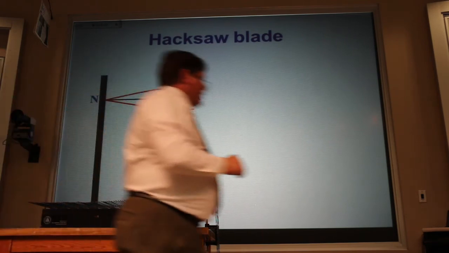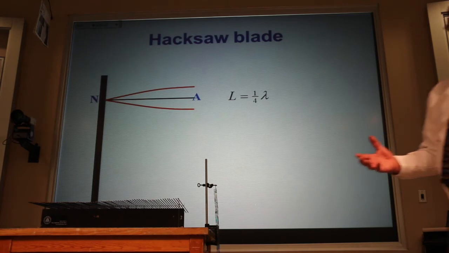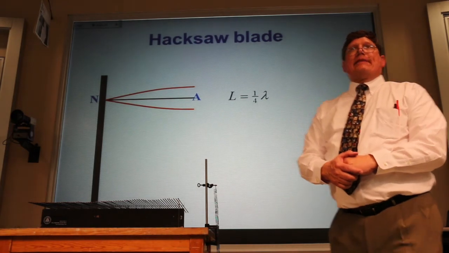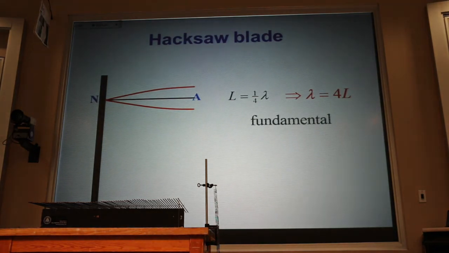Let's look at what happens here. First of all, the fundamental wavelength is not 2L. It's not twice the length of the system. In this case, I've only got half a football. It takes two footballs to make a wavelength, so I've only got a fourth of a wavelength. That means a wavelength has to be 4L, not 2L. We still call that the fundamental because it's the lowest frequency that will resonate.